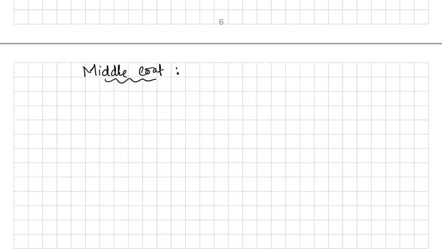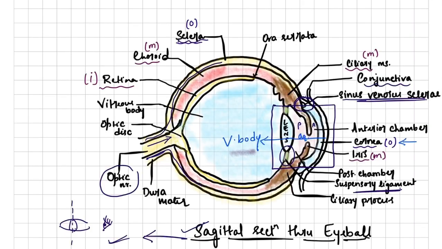The middle coat, which was vascular, included three things: choroid, ciliary body and iris. First we'll look at choroid. We can see the red portion, moving ahead the brown, and then the iris, which is covering the anterior part of the lens. The iris manages the diameter, that is, the amount of light entering the lens is managed by the iris. Choroid is pigmented and it has 4 layers. We'll see choroid in detail.